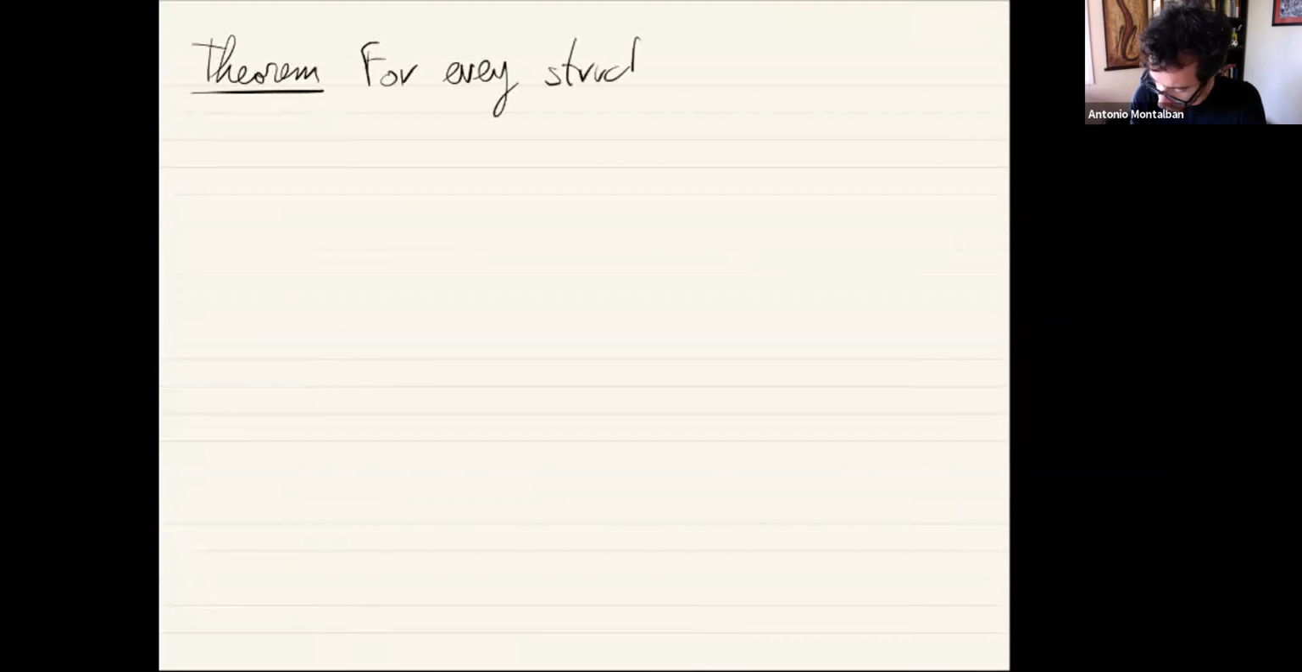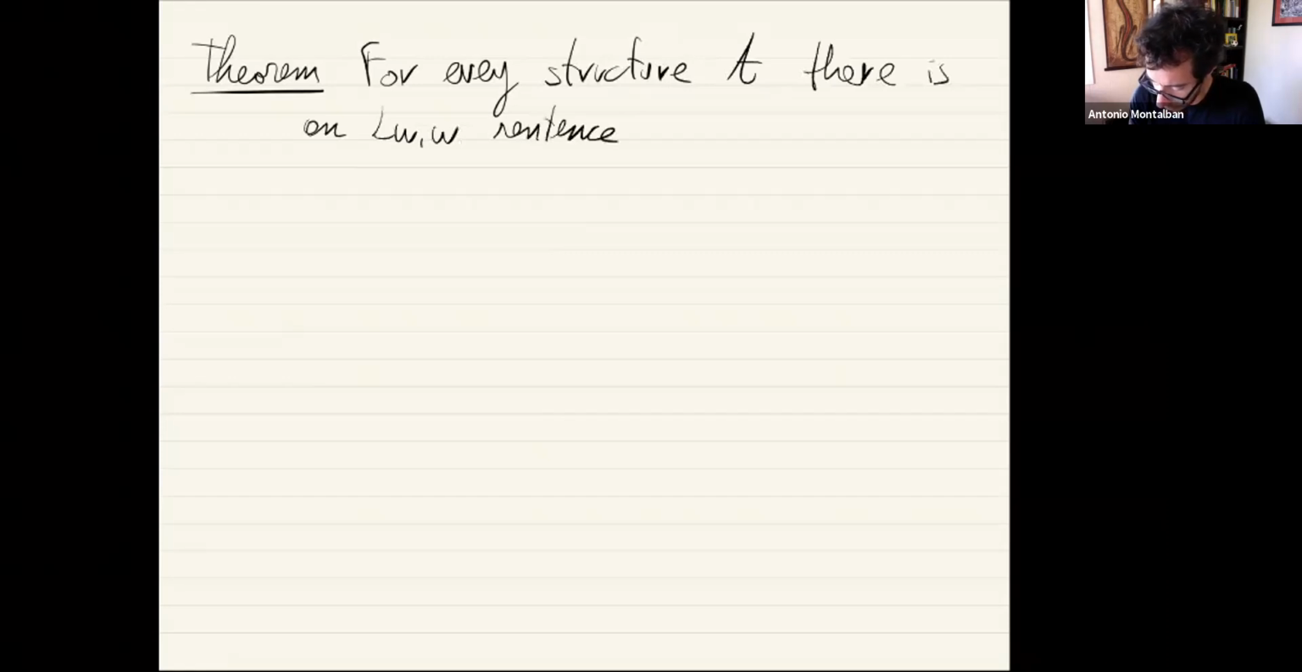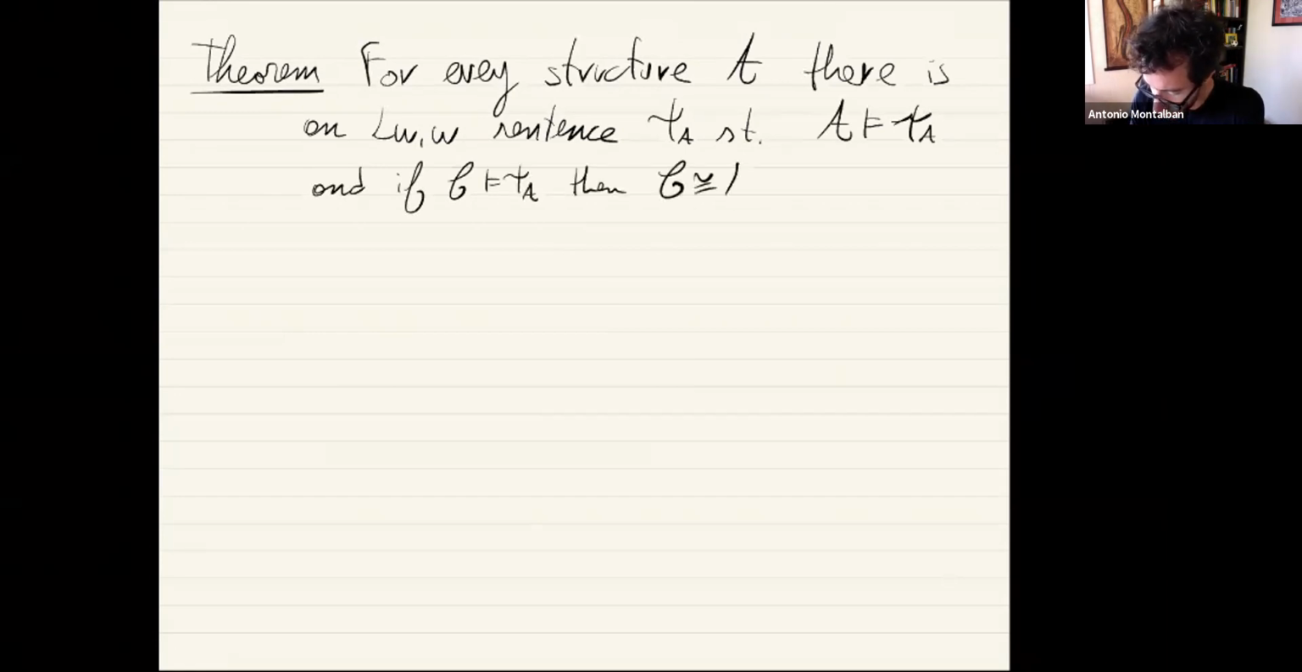So this is the theorem I mentioned before. Theorem: for every countable structure A, everything is countable, there is an L omega 1 omega sentence, phi sub A, such that A models phi sub A, and if any other structure C models phi sub A, then C must be isomorphic to A. And this again is countable, and this is countable.